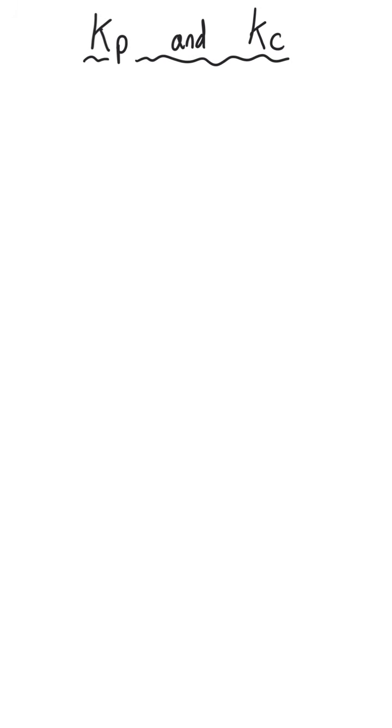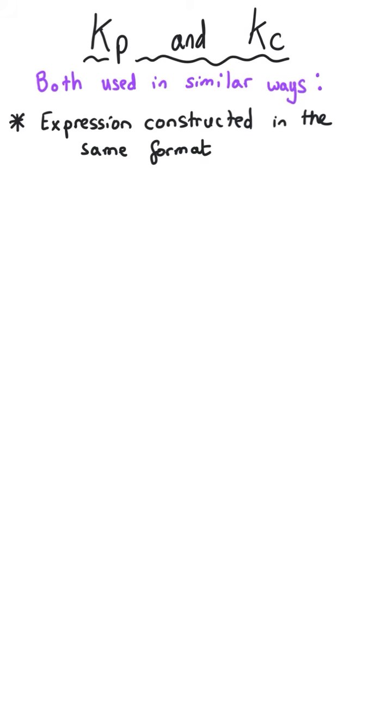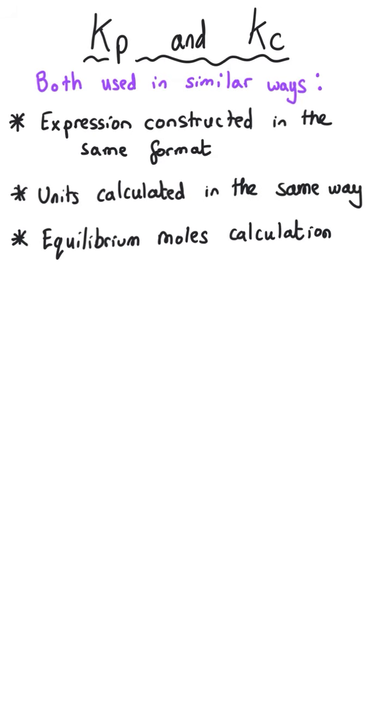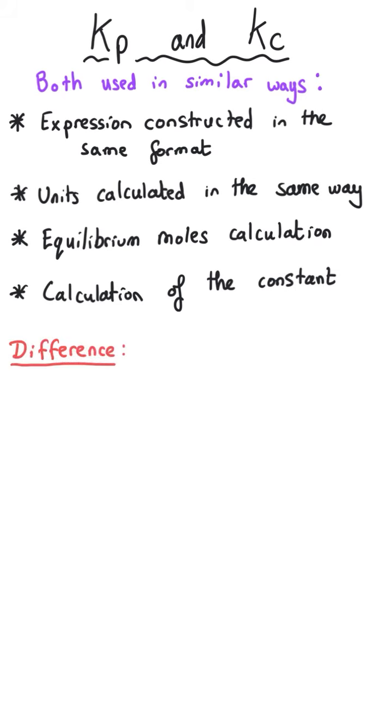The equilibrium constant Kp has a huge number of similarities with the equilibrium constant Kc, as you would probably expect. This extends to how we write the expression for the equilibrium constant and how we calculate its units, how we work out what its actual value is based on some moles data that we get in an equation, which we'll look more at later.